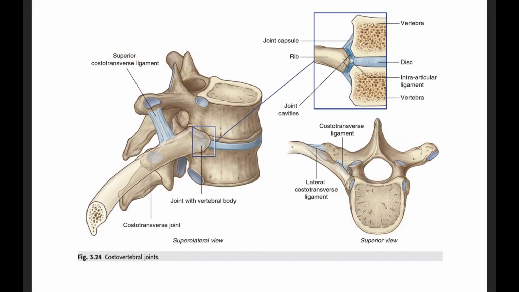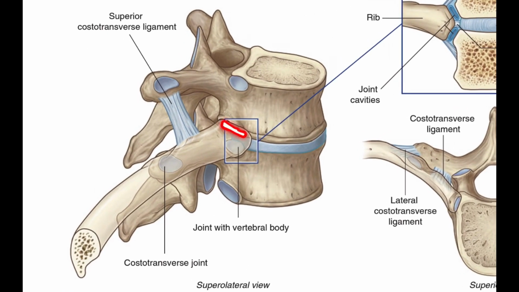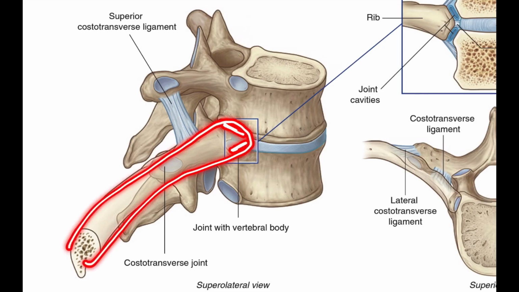So let's discuss the joints of the thorax. There are 6 thoracic joints: costovertebral, costotransverse, costochondral, chondrosternal, interchondral, manubriosternal and intervertebral. Let's discuss the costovertebral joints. These joints are formed by the articulation of articular facets. This one is the rib, and this one is the posterior end of the rib. The posterior end has a head, neck and tubercle.